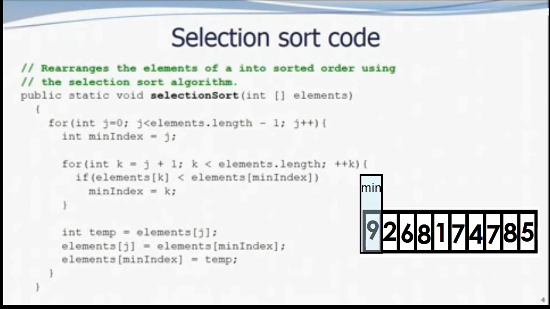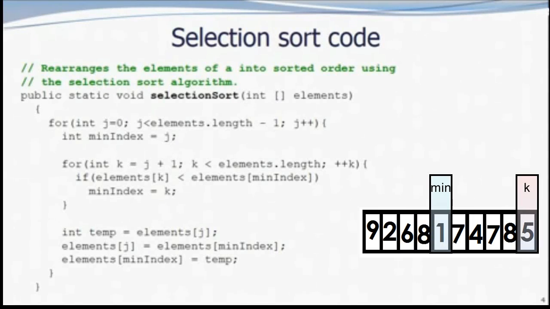Then I start with k, going to the next one. So it's j equals 0, so k equals 1, so long as k is less than the length of the list. If the element at k is less than my current min index, which is 0, min index changes to k. And then I get k equals 2. If the element at 2 is less than the element at min index, whatever that might be, 0 or 1, change min index to 2. Then k equals 3. I'm going to see if the element at k is less than the one at the min index. It'll keep doing this until it gets to the end of the list.